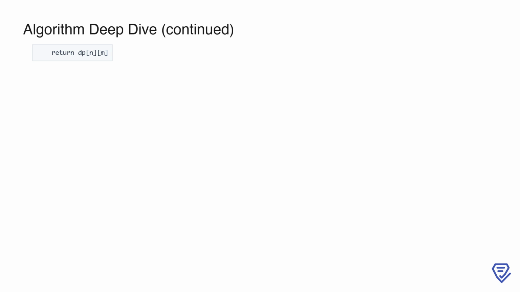Let's now look at the pseudocode that ties all these concepts together. We start by defining a function max_non_crossing_connections that takes nums1 and nums2 as inputs. The lengths of the two arrays are calculated as n and m, and a DP table of size n+1 by m+1 is initialized with all entries set to 0.